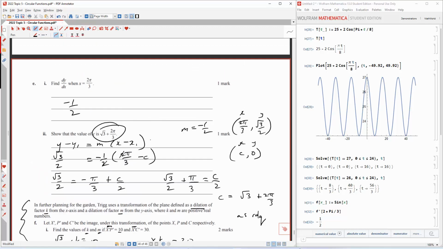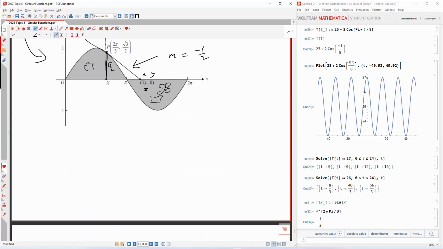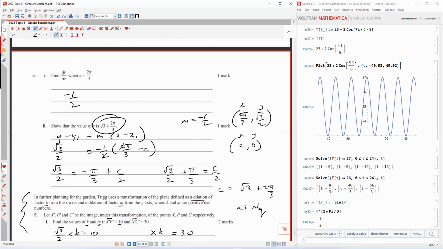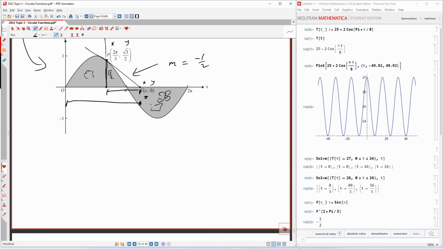So let's go have a look at what the point was. So that's the line XC, and we know the distance of this because, actually we don't know the distance. What we do know is this distance here. We worked that out when we worked out the c value. Now our c value, or they gave it to us anyway, is root 3 plus 2 pi on 3. So we know that this distance is root 3 plus 2 pi on 3. What we want to do is work out what this distance is.